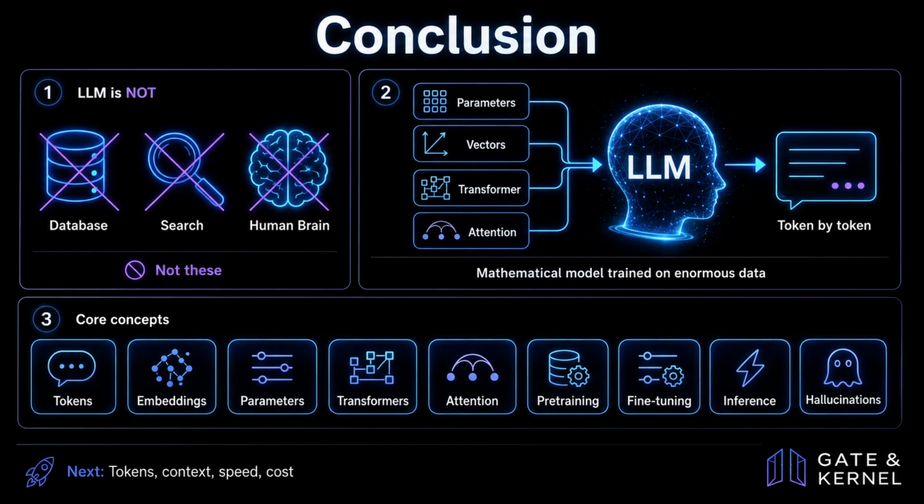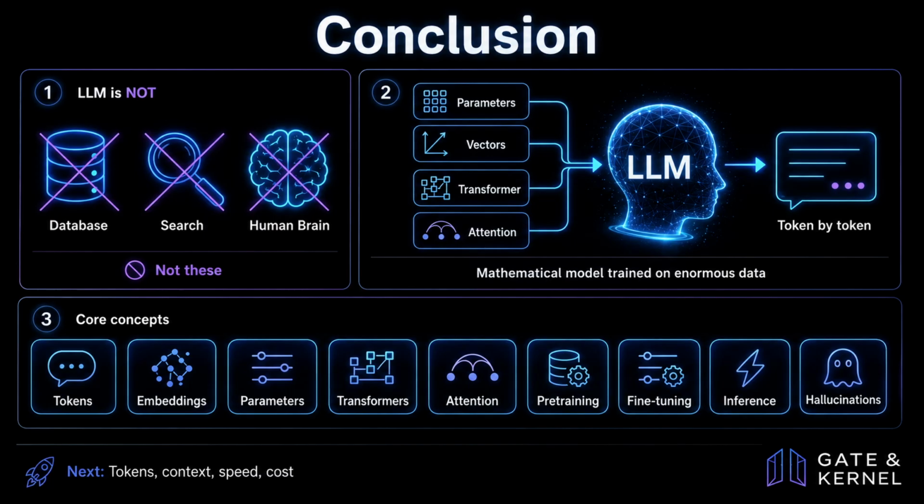Understanding the following fundamental concepts provides the foundation for learning more about artificial intelligence and large language models. Tokens, vectors and embeddings, parameters, transformers, attention mechanisms, pretraining, fine-tuning, inference, and hallucinations. Together, these concepts explain how an LLM processes language, learns patterns, and generates useful responses.